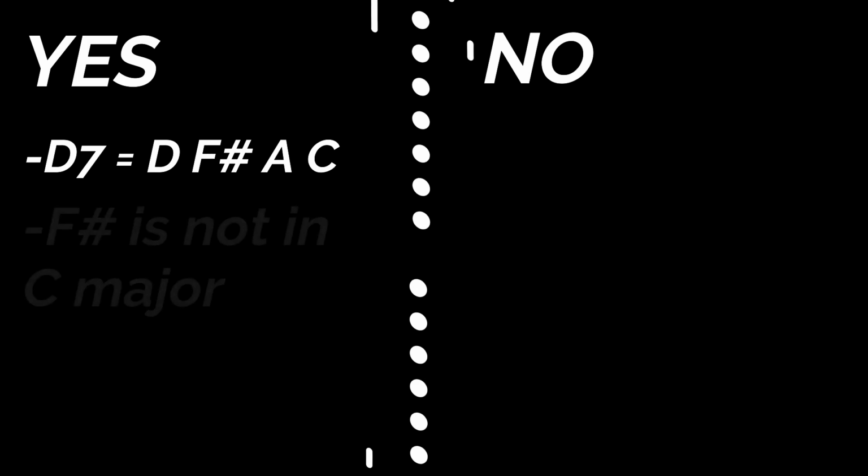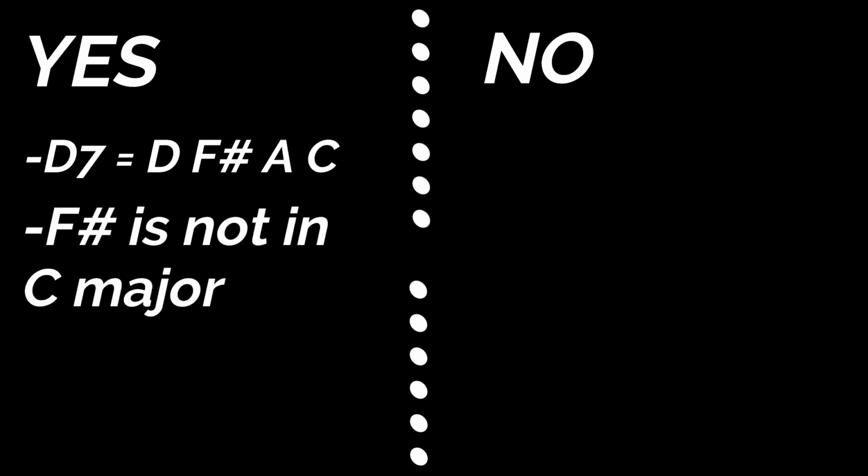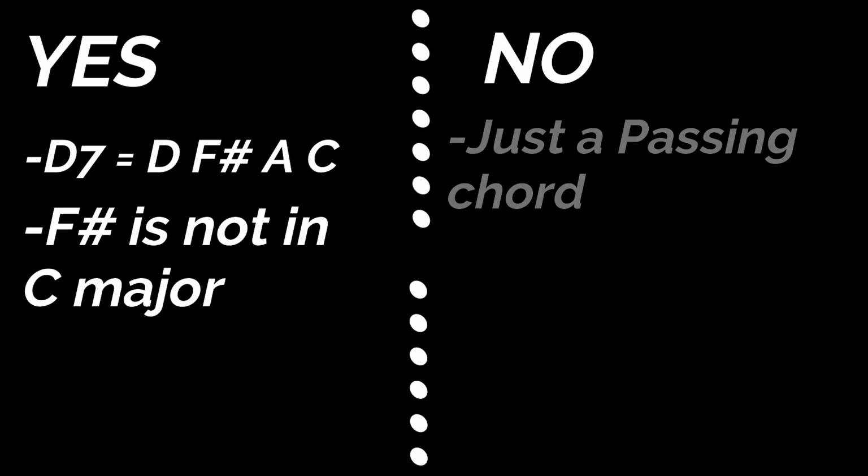For me, I will tell you it's how you look at it. D dominant 7 consists of D, F sharp, A, and C. But in the key of C major, F sharp is nowhere to be found. But it's just a chord in the progression that leads us to the tonic.